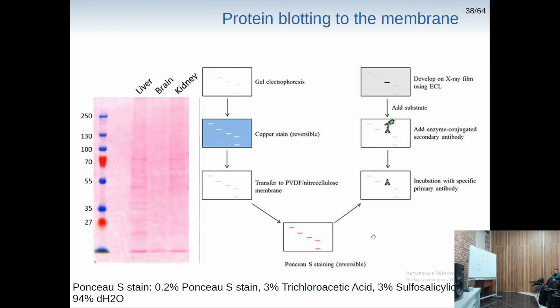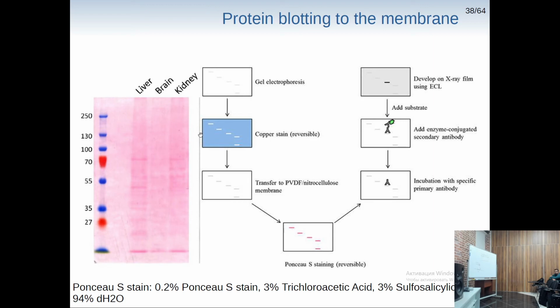Afterwards we can do immunoblotting. We will be discussing it a little bit later. So actually you can, if you want, stain your gel with some copper reversible stain, but why? I don't see the reason. So usually you make this transfer of some gel which you already analyzed by just SDS-PAGE with Coomassie stain, and you know what is in your gel.